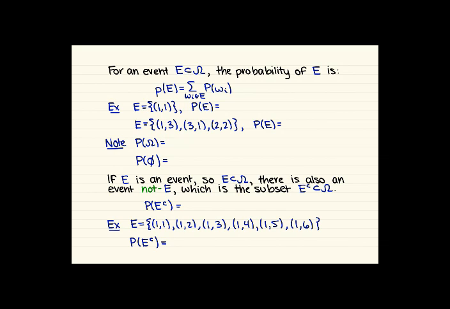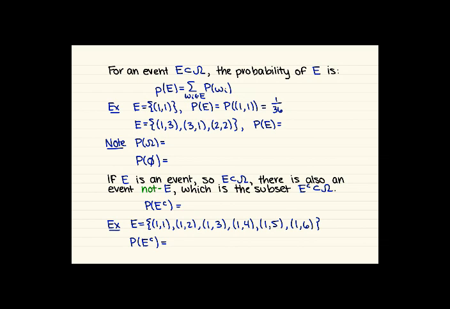Looking back at our example there, looking at the event where both of them are ones, the probability of that event would be the probability of the only outcome in there. So we've got 1 over 36 there.